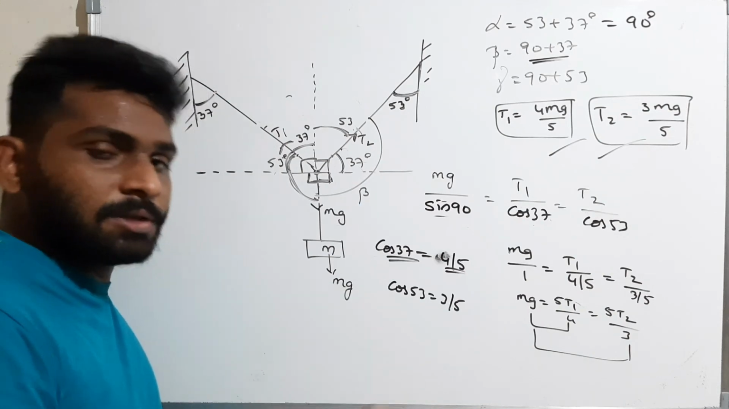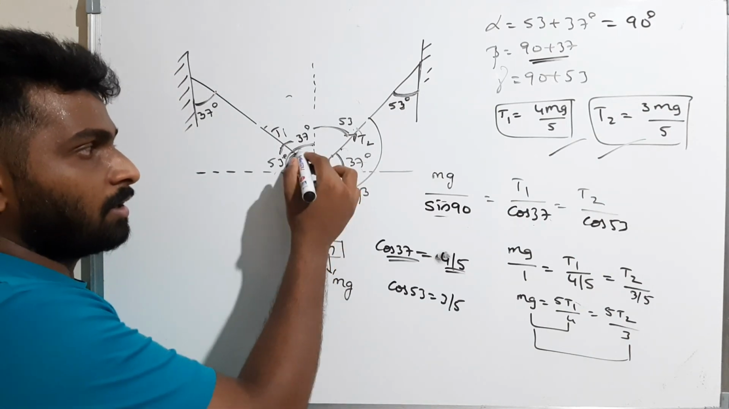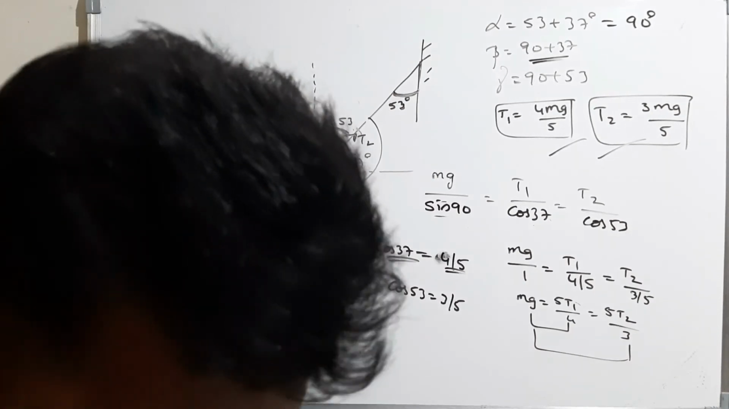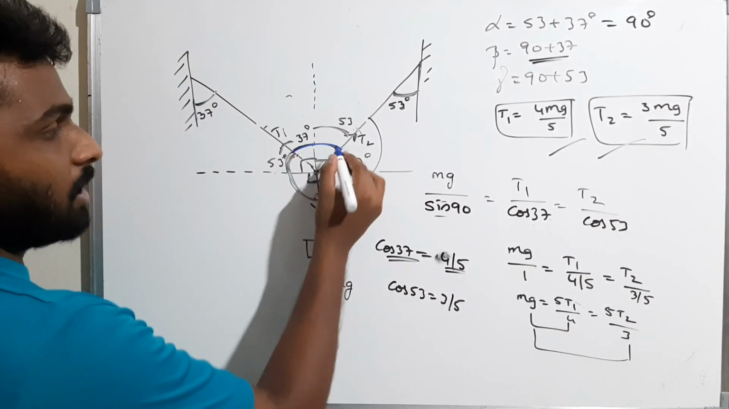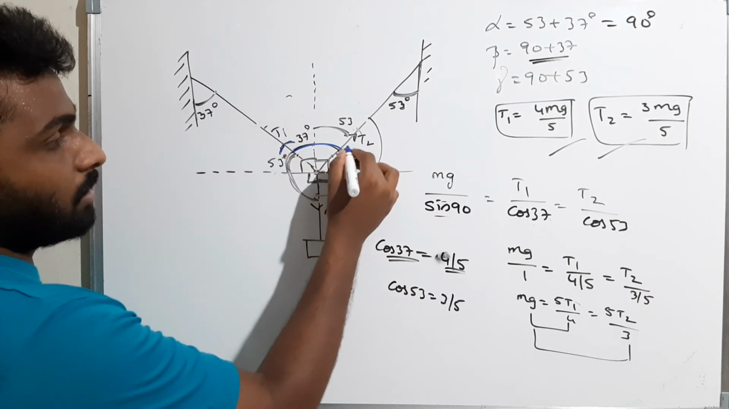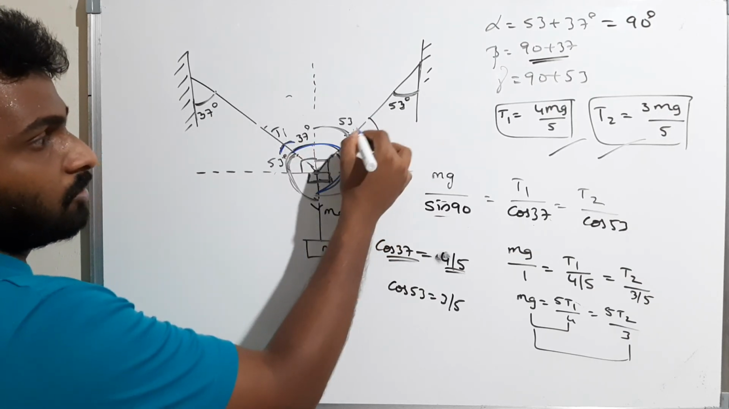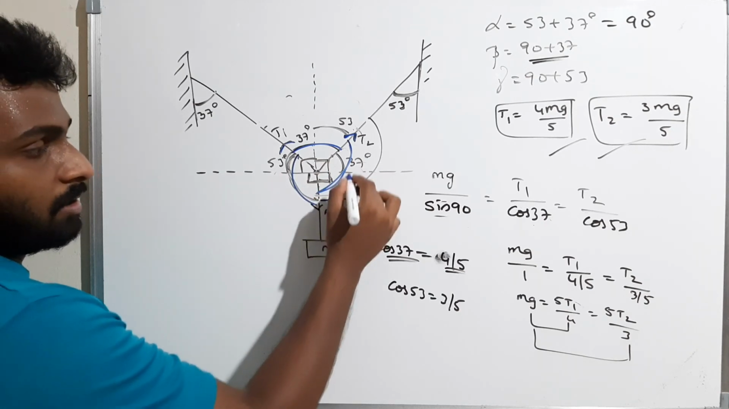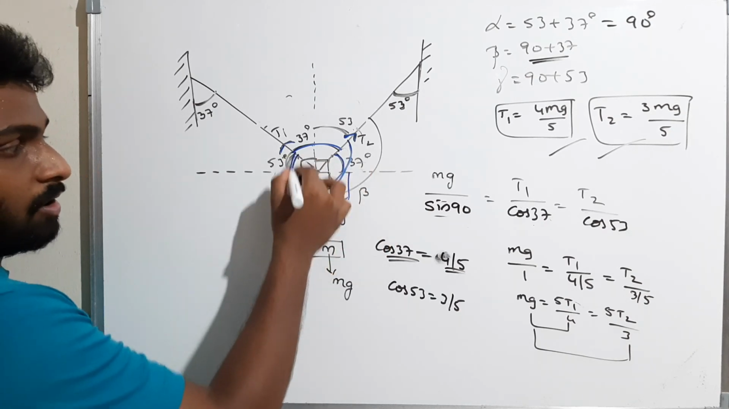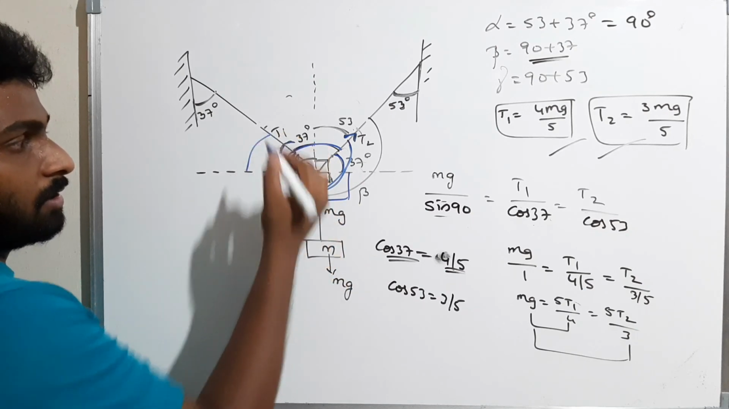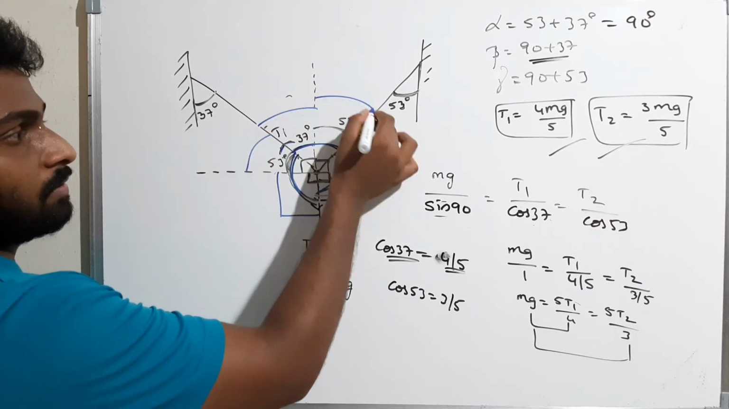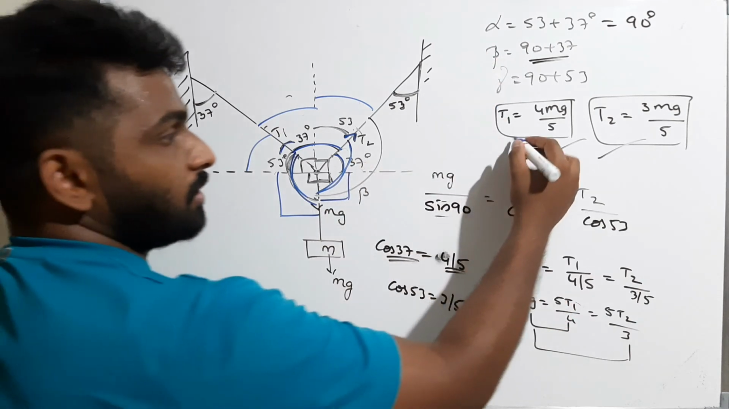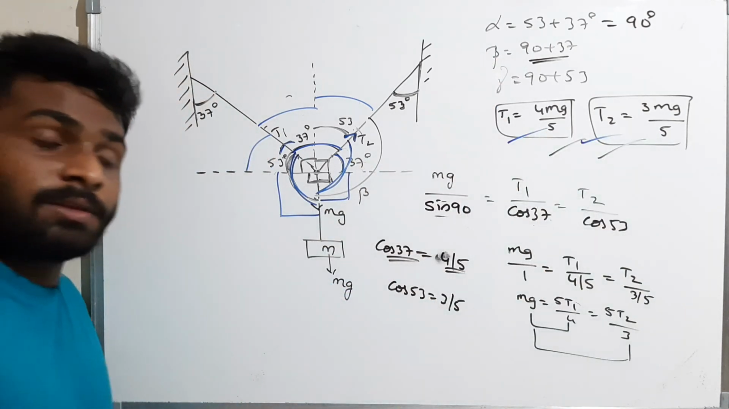I think it is clear. I simply am using Lami's theorem: mg by the sine of its opposite angle, T1 by the sine of angle beta, and T2 by the sine of angle gamma. Beta I got as 90 plus 37, gamma I got as 90 plus 53, and alpha I got as 37 plus 53. Now I got the values, and I got the relation between T1 and T2. I think this is clear.